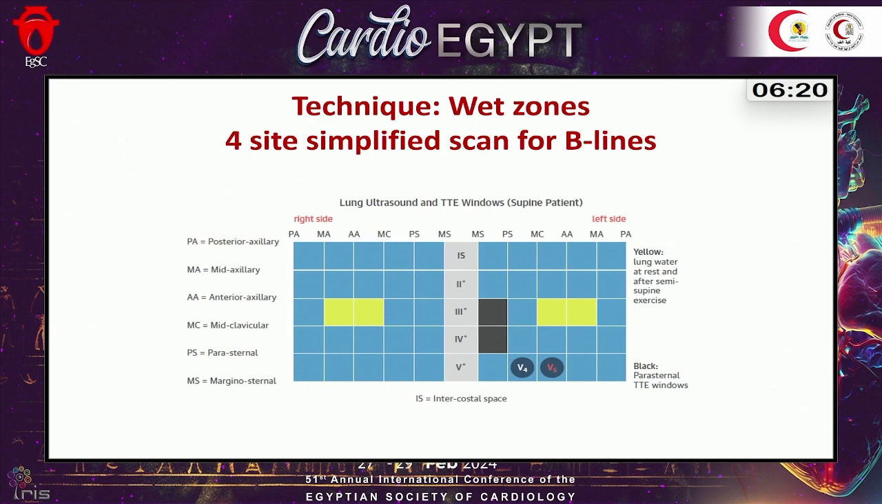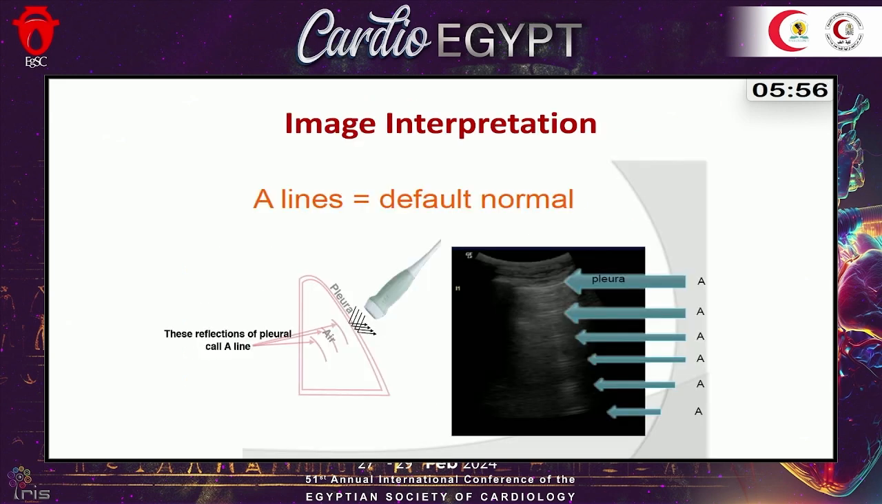So in a simplified technique, we take a figure like this. The yellow squares represent the parts where lung water could be assessed. It's in the third space between the mid-clavicular and anterior axillary line and the other one between the anterior axillary and the mid-axillary line. Just scanning those spaces in the stress echo protocol would allow us to assess whether the patient has lung congestion or not.